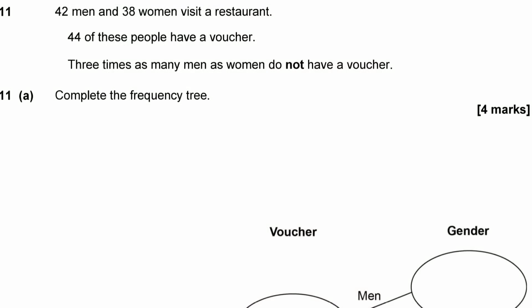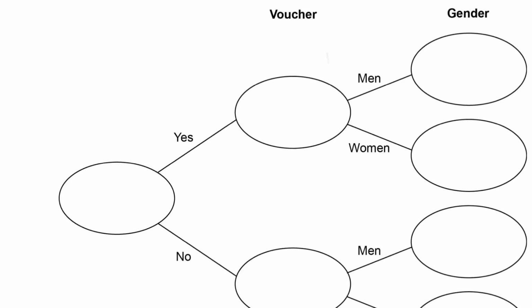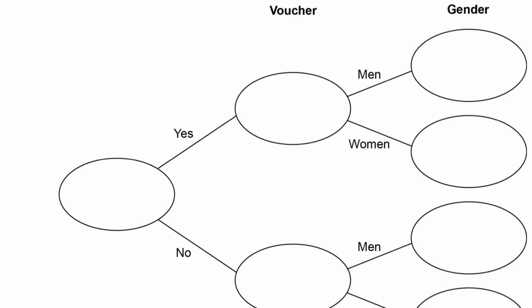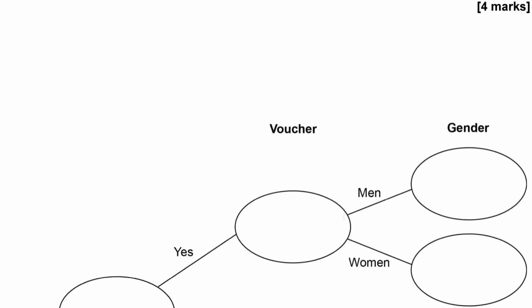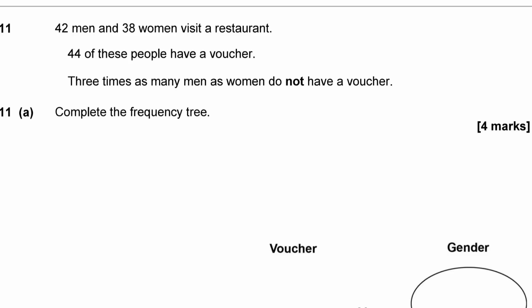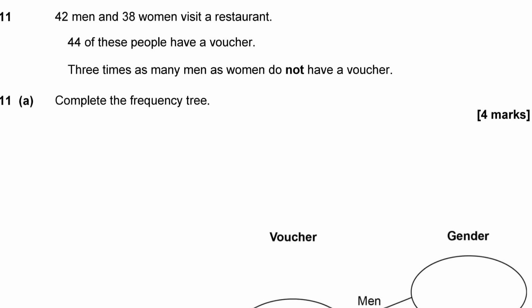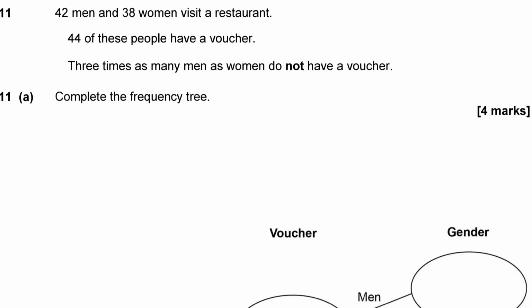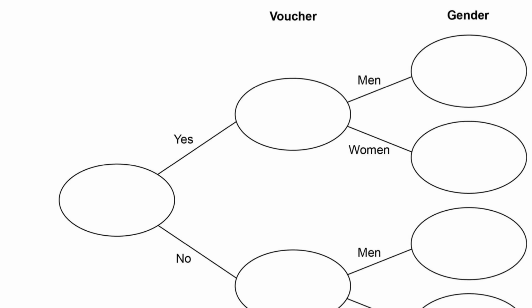Question 11. 42 men and 38 women visit a restaurant. 44 of these people have a voucher. 3 times as many men as women do not have a voucher. Complete the frequency table. Okay, so we're starting with this first circle, which I assume means everybody. How many people are there altogether? We've got 42 men and 38 women, giving us a total of 80 people. So we can have 80 people to start off with in this circle here.